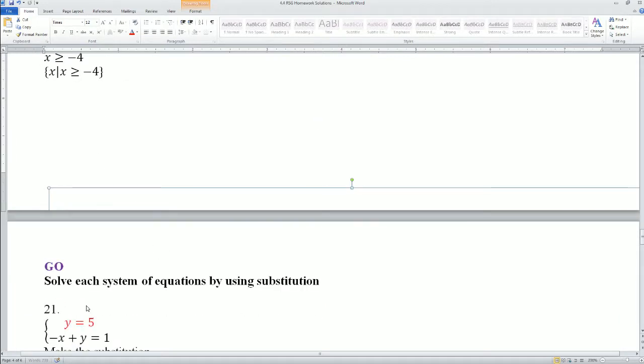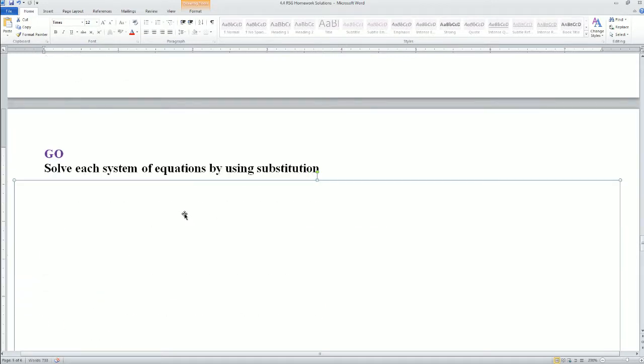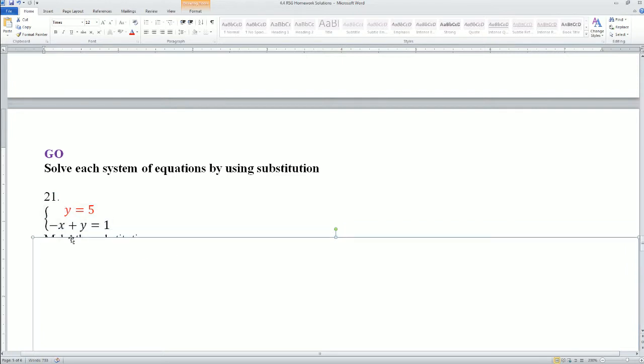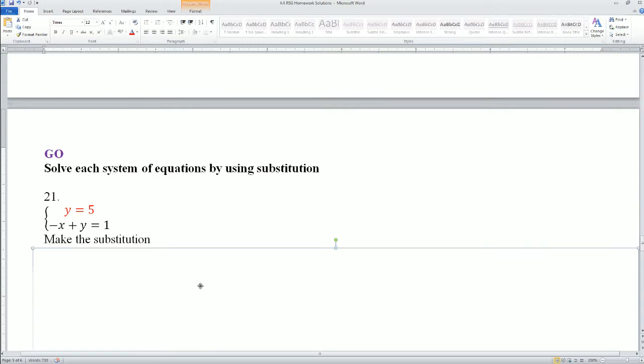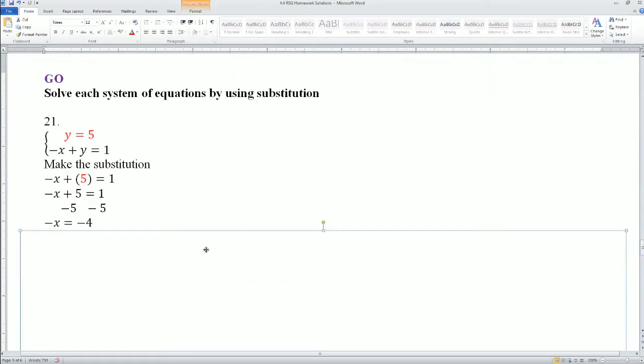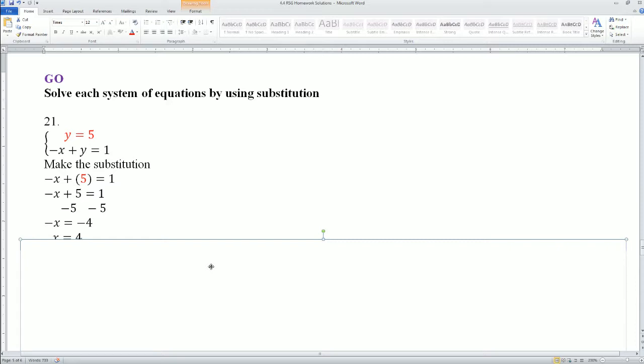Here's the next part. You're going to solve each system of equations by using substitution. Okay? Alright, so you have this equation, y equals 5. You have this equation, negative x plus y equals 10. You make the substitution. You see this equation, negative x plus y. I plugged in y equals 5. In that process, it becomes negative x plus 5 equals 1. Subtract 5 to both sides, you get negative x is equal to negative 4.